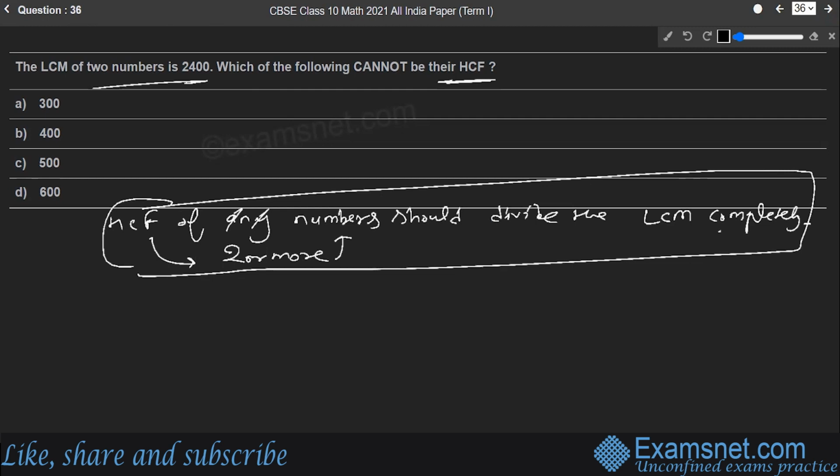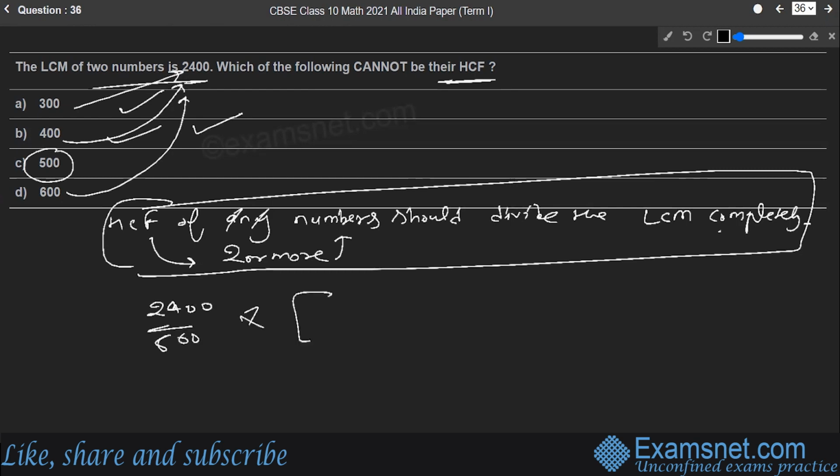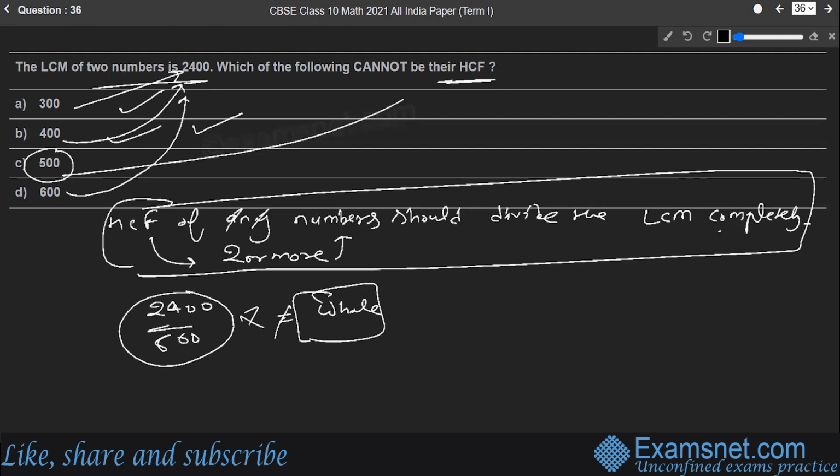So if you learn this fact, then whatever is the HCF out of them, that should be completely dividing 2400. So let us verify which of them does not divide. 300 divides 2400 completely. 400 also divides 2400 completely. 600 also divides 2400 completely, but 500 cannot divide. If you do 2400 divided by 500, you're not going to get a whole number. That will always be a decimal number. So 500 cannot be the HCF of those two numbers. So that is the right answer. Option number C is right.